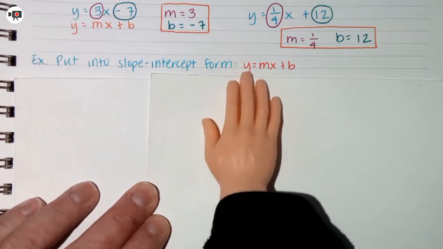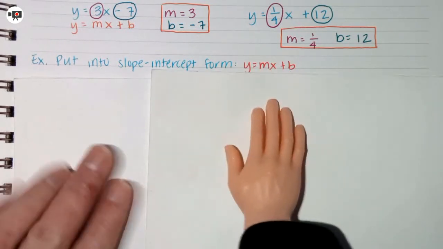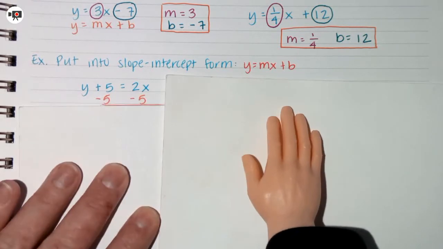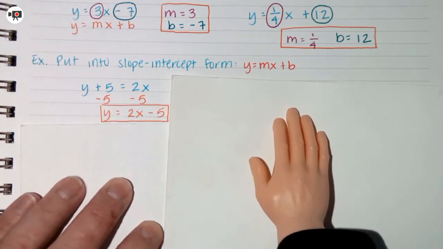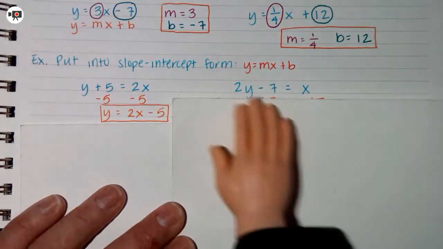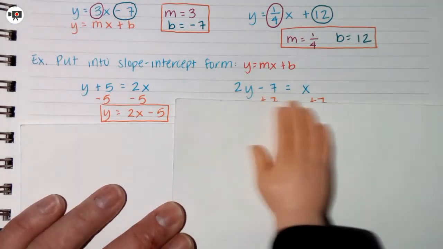So I need y to be by itself and simplify the right side if I can. To have y plus 5 equals 2x, I'm going to subtract 5 on each side to get y equals 2x minus 5. And then we're going to have 2y minus 7 equals x.